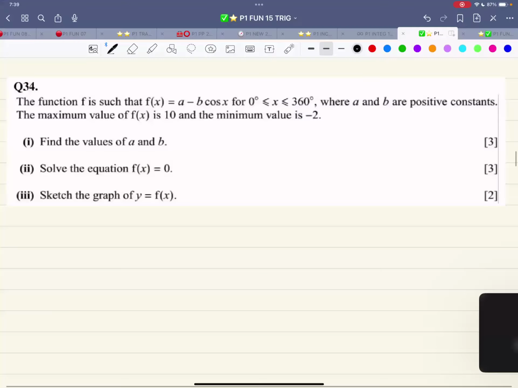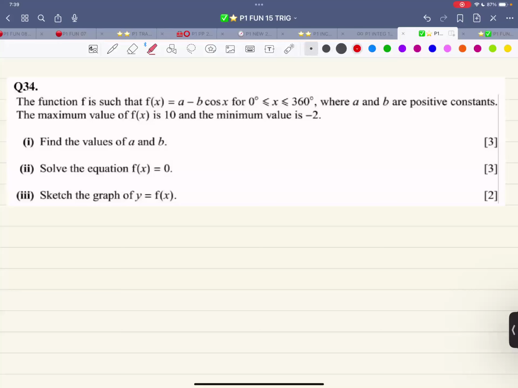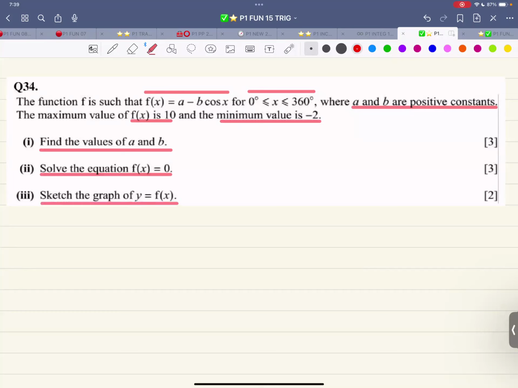Now, this question says, let me first read it out for you. The function is such that f(x) is a minus b cosine x, lying between 0 and 360, where a and b are positive constants. The maximum value of f(x) is 10. The minimum value is negative 2. Find the values of a and b. Solve the equation. Sketch the graph.